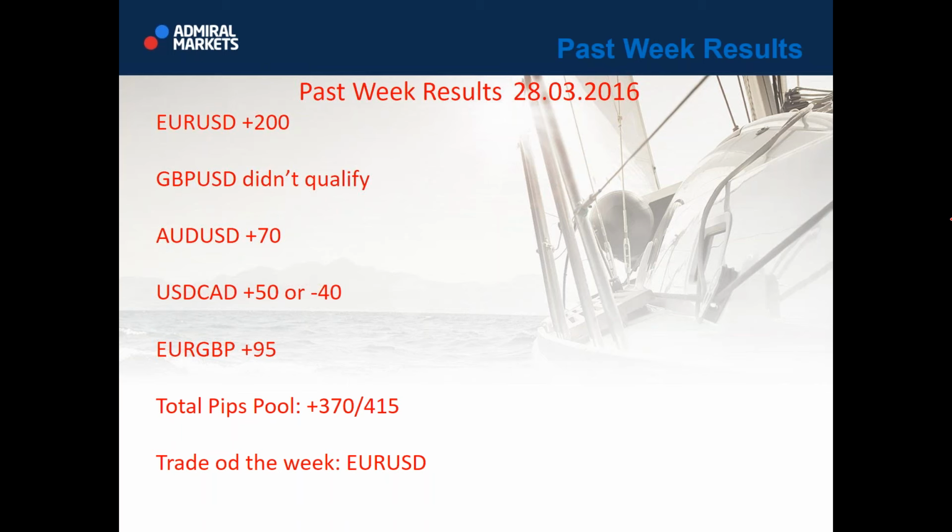Dollar CAD was good for 50, or it was a loss of minus 40, because if you took the trade 3 to 4 pips just above POC, you would have made 50 pips. But then the price dropped, I will show that, and it was minus 40. So it was either this or this. Euro GBP was good for 95 pips. So this is the pips pool.